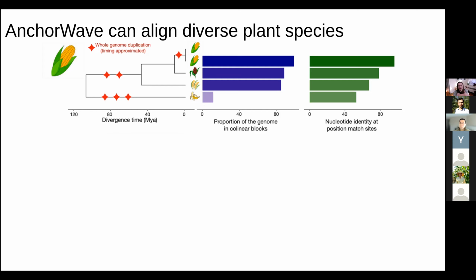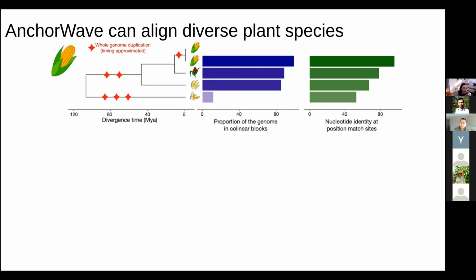Another thing that I do want to highlight is you can look at the nucleotide identity at these position match sites. So this is essentially sequence identity of aligned sites. And so we can see that this goes down with evolutionary time, as we might expect, with the 96% I highlighted for B73 versus Mo17, and all the way down to about 60% for maize versus banana.